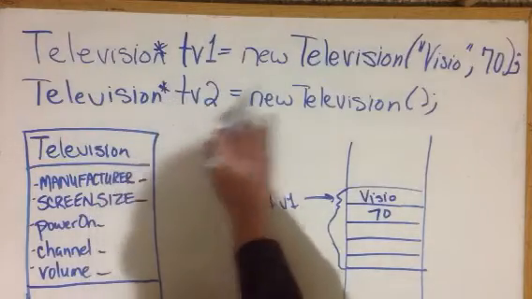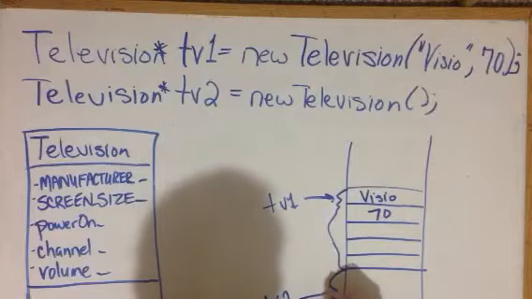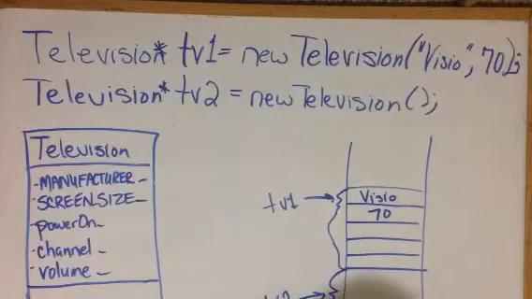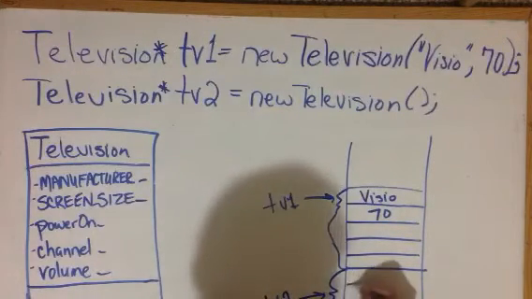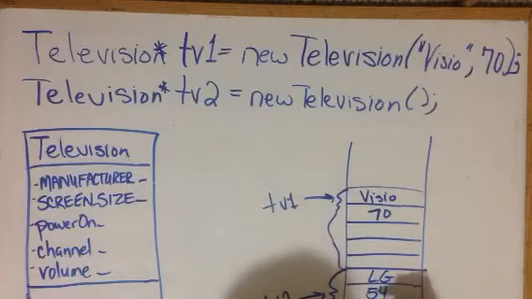Now TV2 is a whole other set. So TV2 is a pointer, and it's pointing to a television object on the heap. And if you remember, our default was LG and 54 for our manufacturer and our screen size.